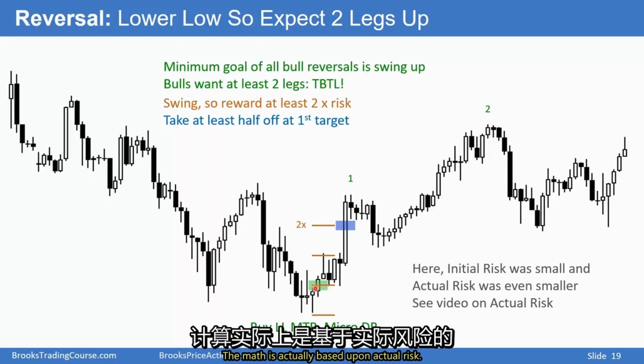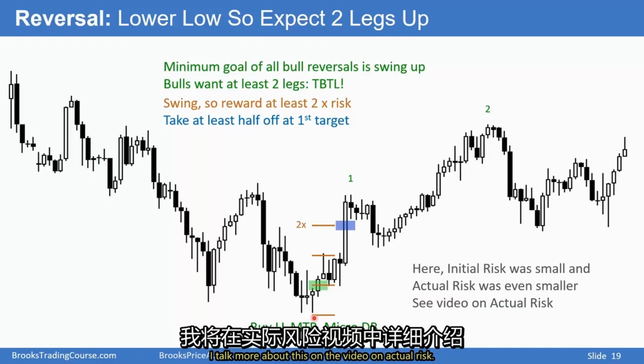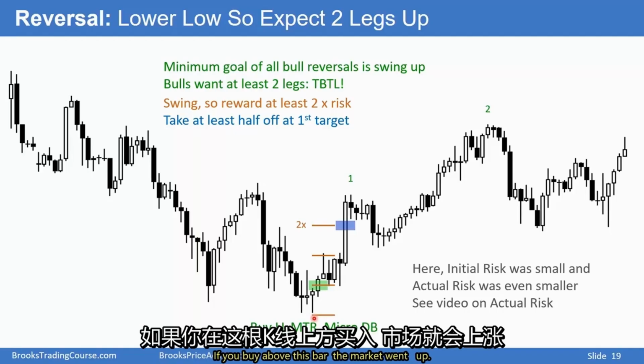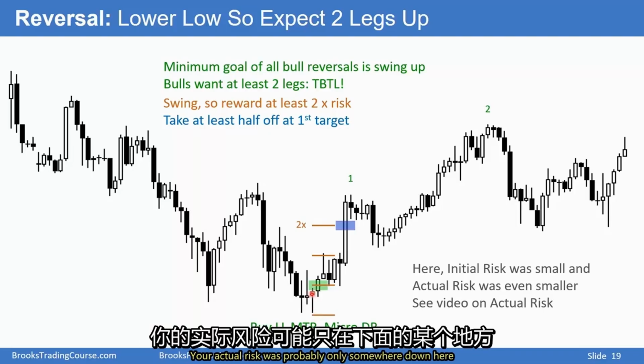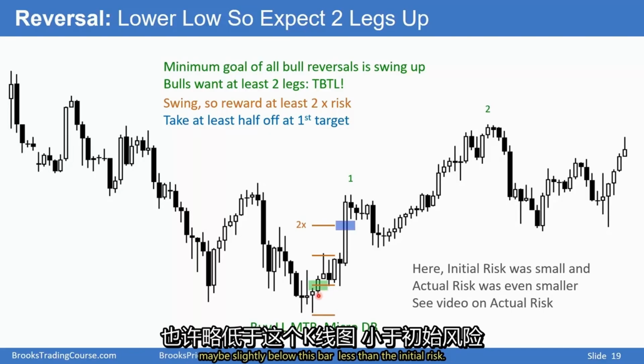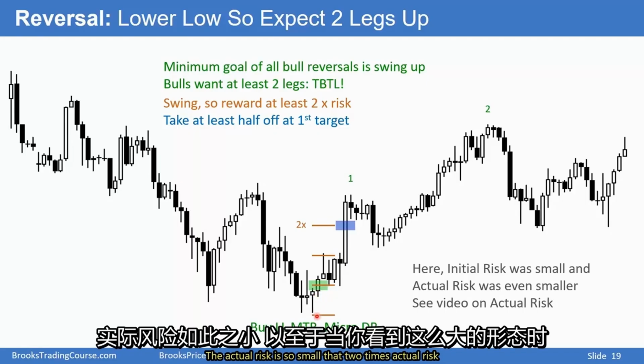Here, I'm talking about initial risk. The math is actually based upon actual risk. I talk more about this in the video on actual risk. If you buy above this bar, the market went right up. Your actual risk was probably only somewhere down here, maybe slightly below this bar, less than the initial risk.